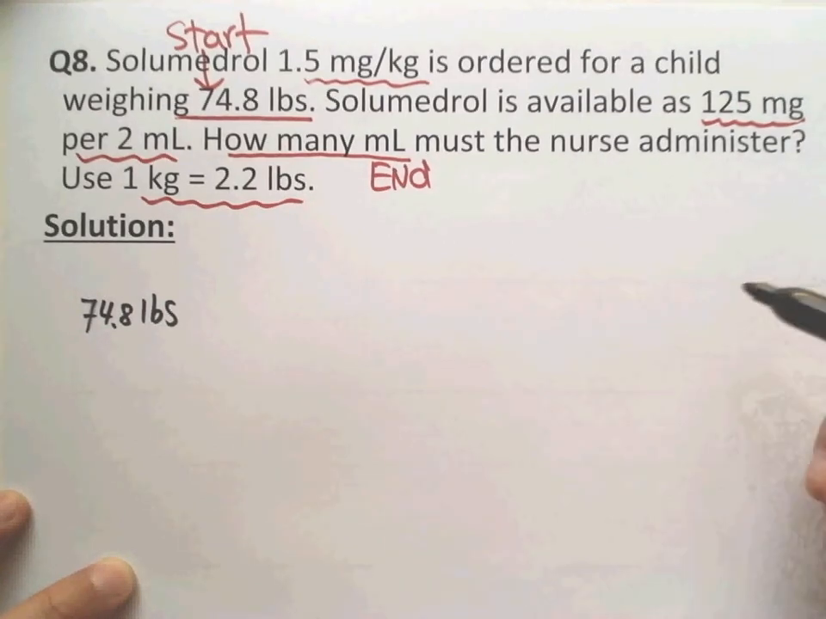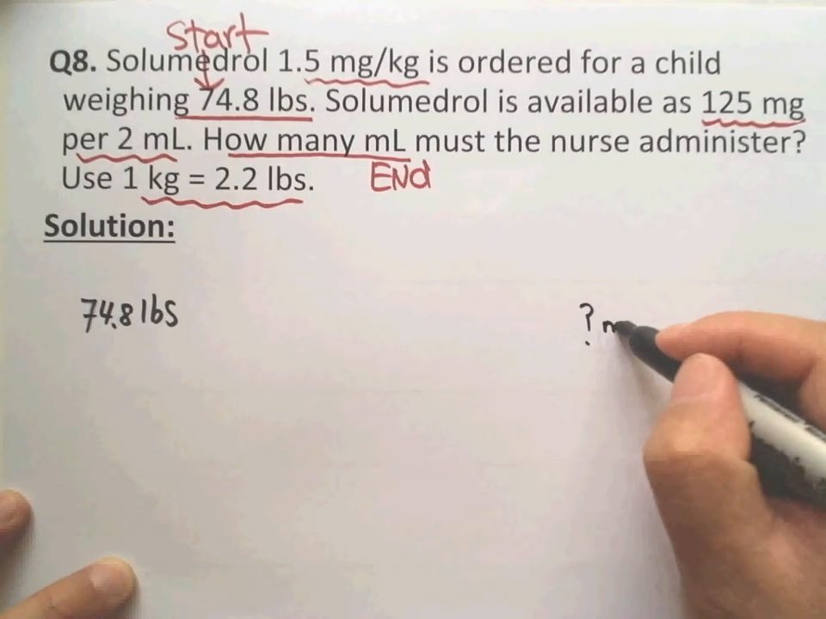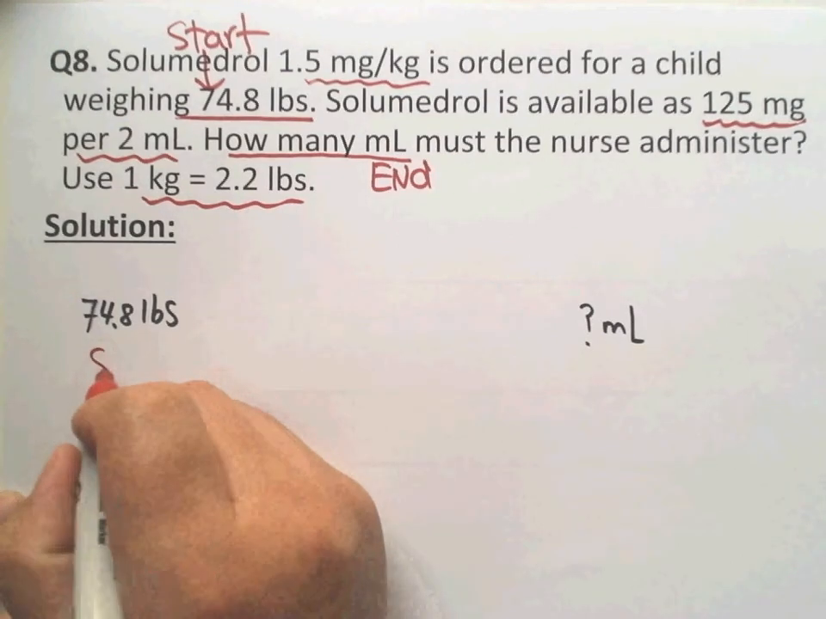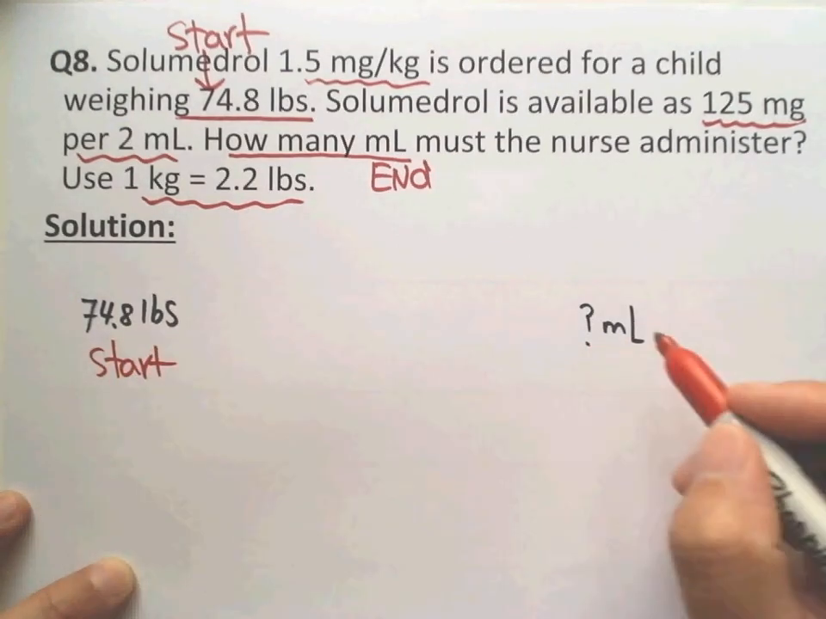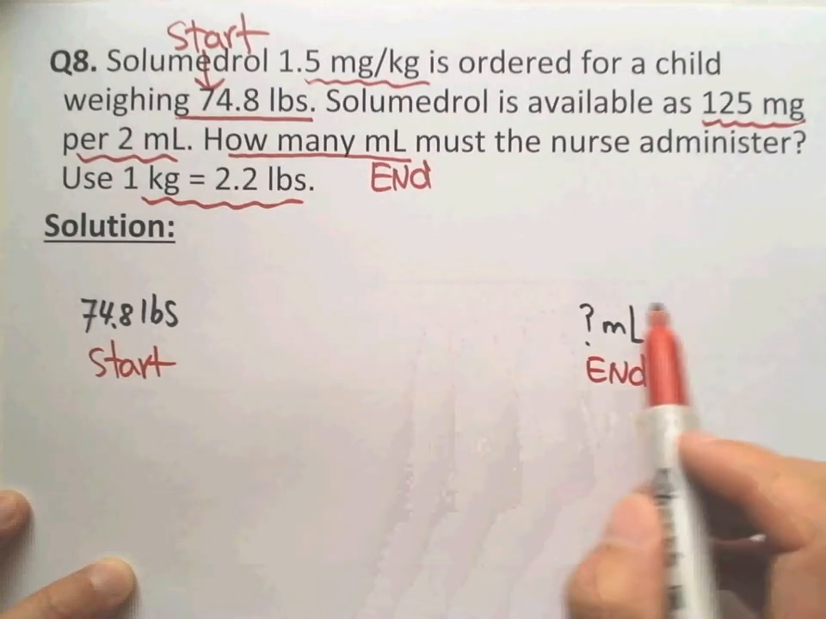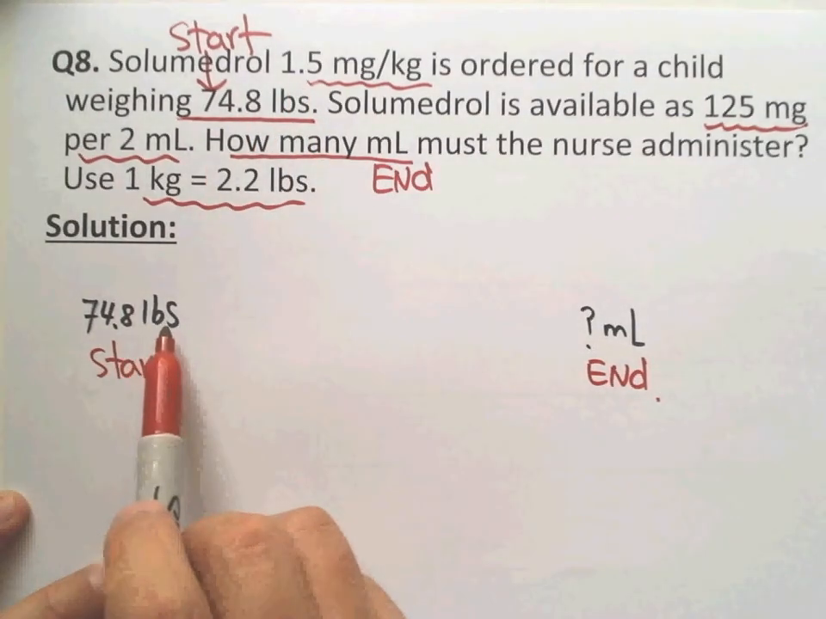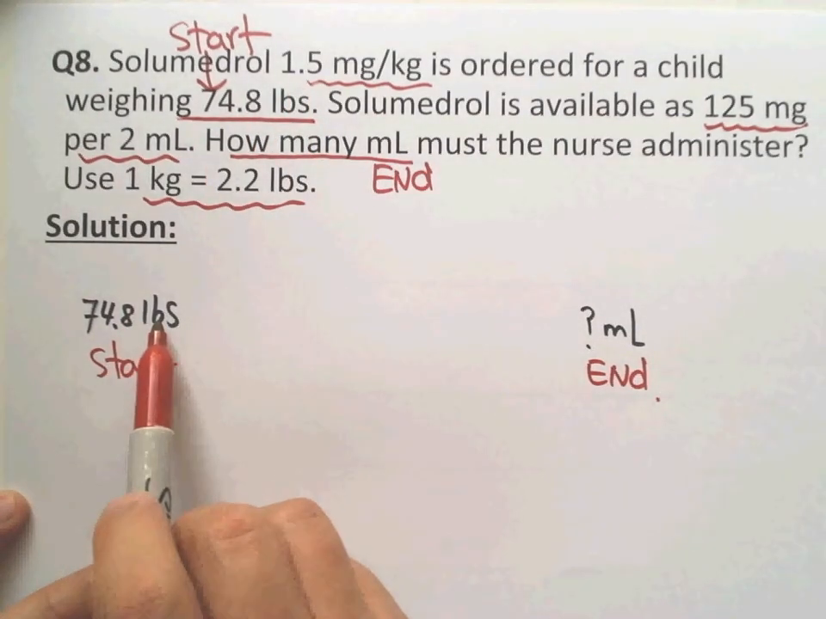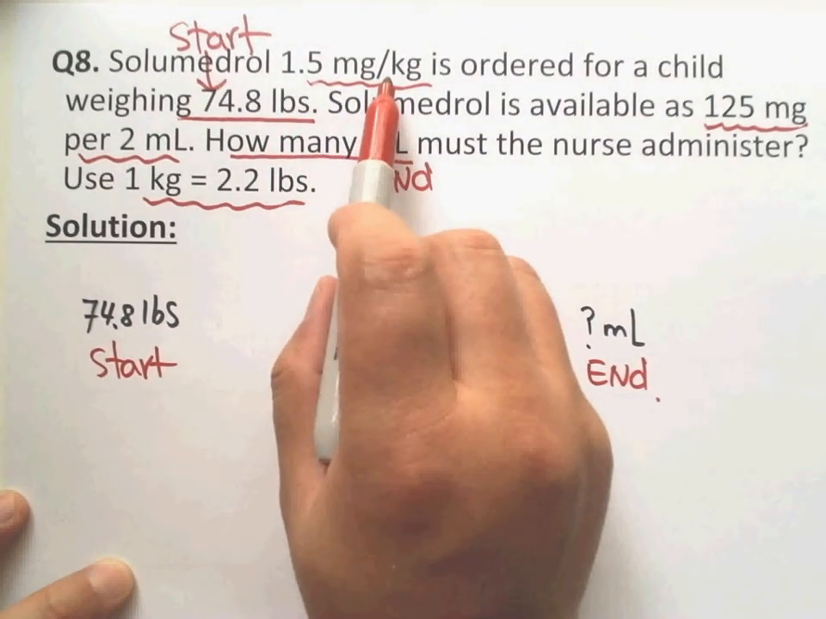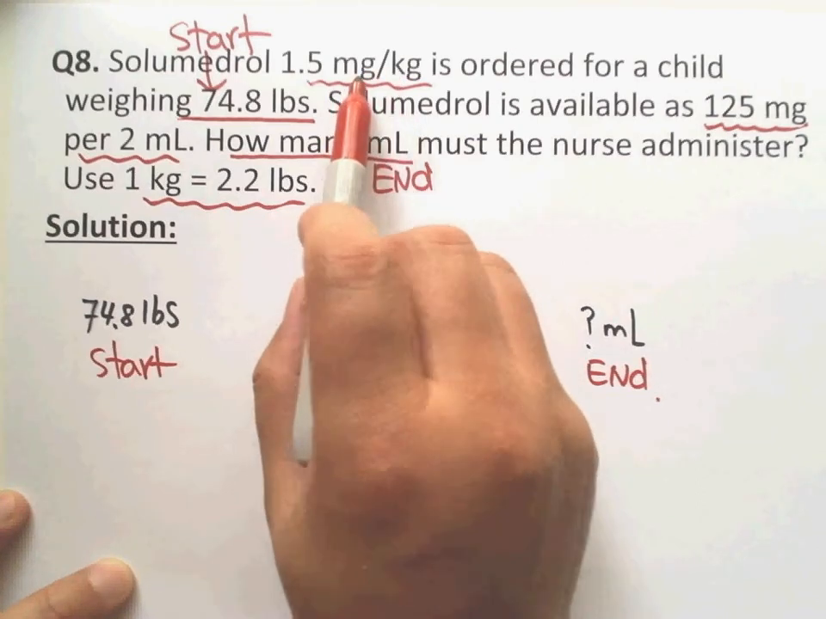Start from this chart. I am going to write here 74.8 pounds. What is the end? I put it up here: how many milliliters of the liquid we need to administer. This is the start, this is the end. So how many steps do we need to go? I don't know. I have to look at the information.